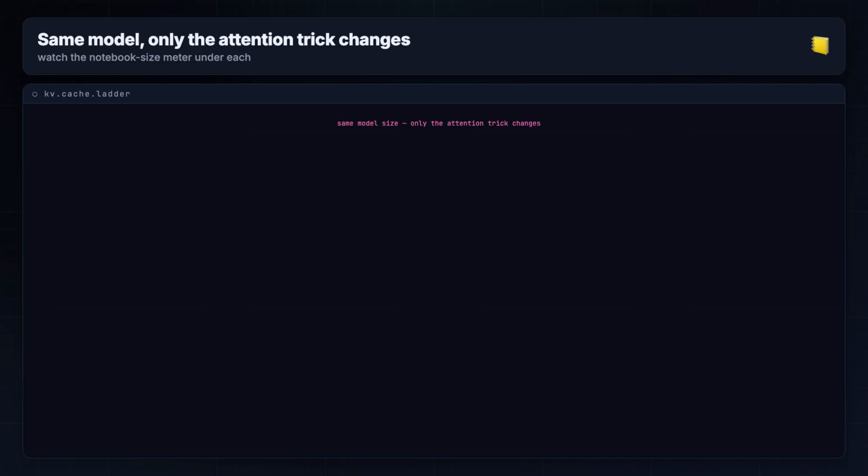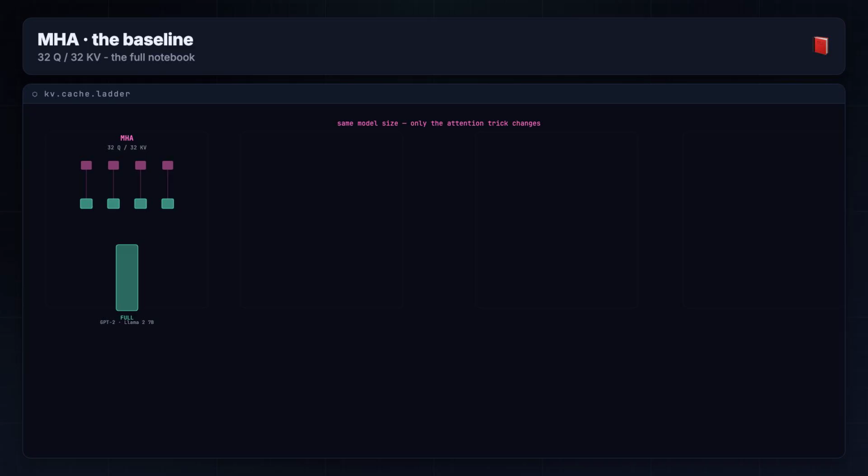Here is the ladder, 4 columns, same model size, so the only thing that changes is the attention trick. Watch the little notebook size per word meter under each one. Multi-head, the baseline. 32 query heads, 32 key value heads. The meter is full. This is the notebook everything else is trying to shrink.